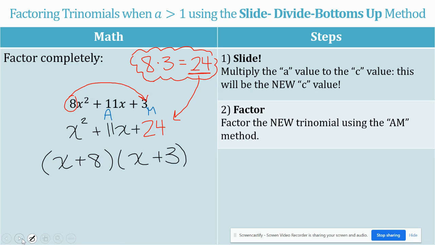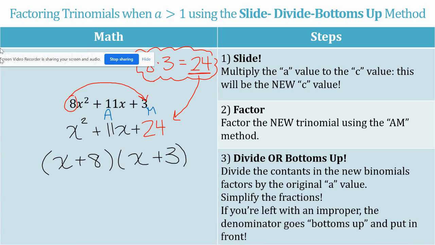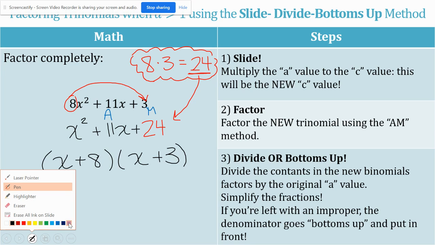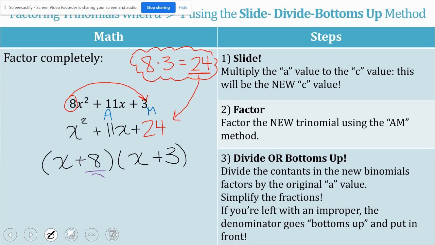Okay, so we're not done yet. The next thing we're going to do is divide, or we're going to go bottoms up. So what we do is we divide the constants in the new binomial factors. Constants meaning the numbers without variables, so this 8 and 3. We're going to divide that by the original a value that we had. So this 8 that we multiplied up here, that's what we're going to divide by. So I'm going to divide by 8, divide by 8.